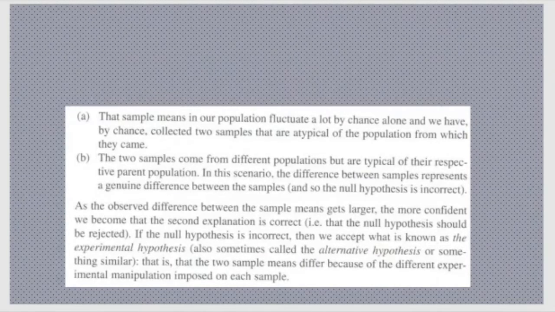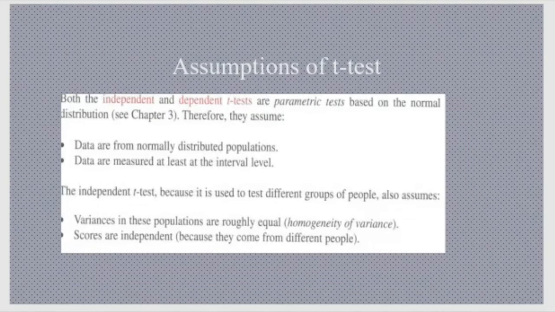So what are the assumptions? Both independent and dependent t-test are parametric tests. For both, you have to check whether the data are normally distributed. I have already discussed this assumption. And they are measured on interval level. At least one variable is measured at interval level.